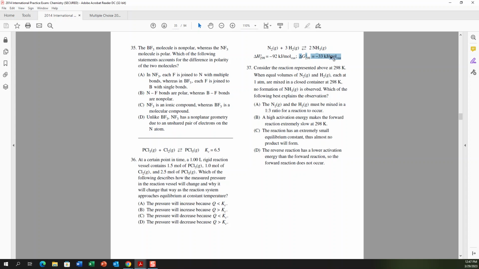But remember, thermodynamics is not the study of how fast a reaction happens, it's the study of if it can happen. So thermodynamics is telling us it can happen because the delta G is negative. But if a reaction is supposed to be happening in terms of thermodynamics, but it's not, it's most likely because it has a high activation energy. So, yep, B, a high activation energy.